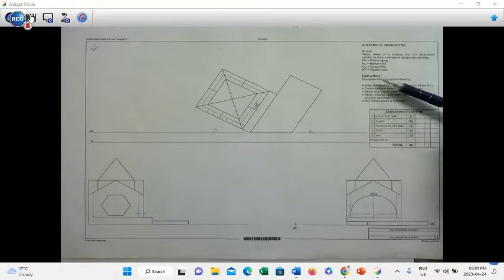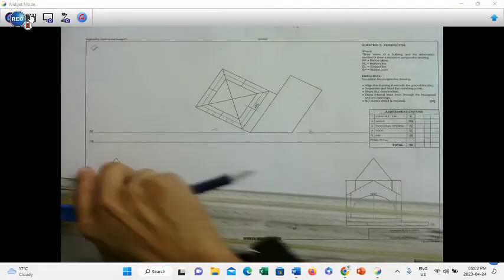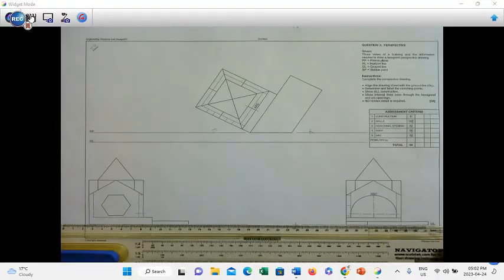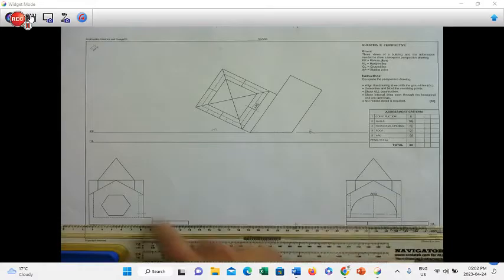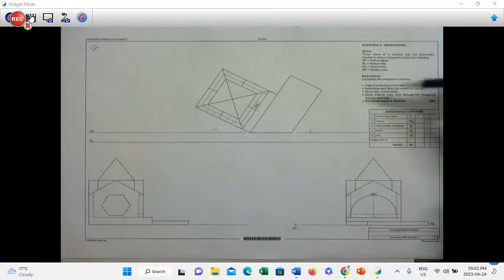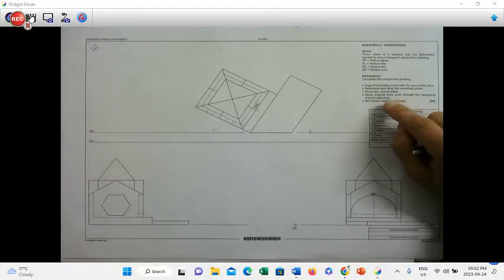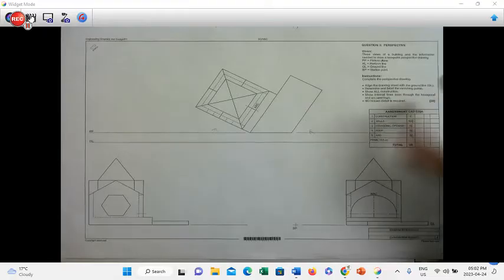The instructions are very clear. You need to complete the perspective drawing. You must align this page with your ground line. So you're going to go down and set it up with your ground line like that, so that the ruler of the T-square and the page are aligned. You need to determine and label the vanishing points on the sides here. And then of course you need to show all the necessary construction to be able to complete.